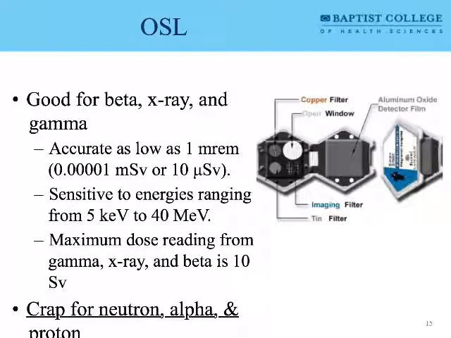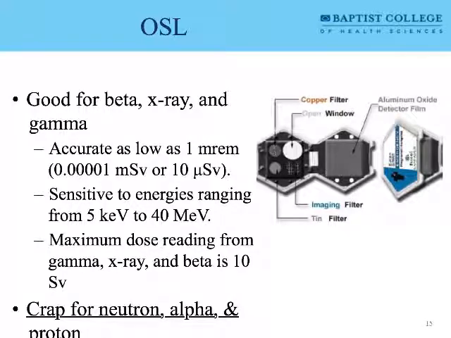So here is the OSL broken down in a little bit more detail. They're great for beta, X-ray, and gamma radiation exposure. They have a copper and tin filter inside of them, as well as a little window, which you can see on the front of your badge, and that goes directly to the aluminum oxide detector film. I think I may have said cesium iodide before, and I apologize for that.